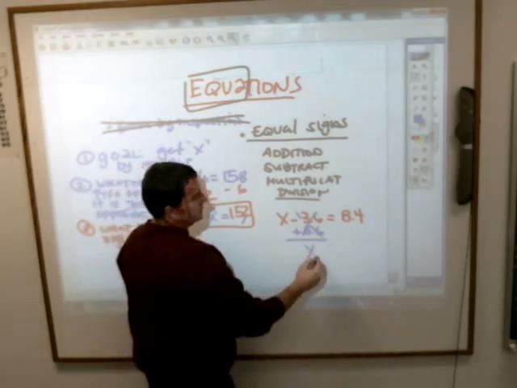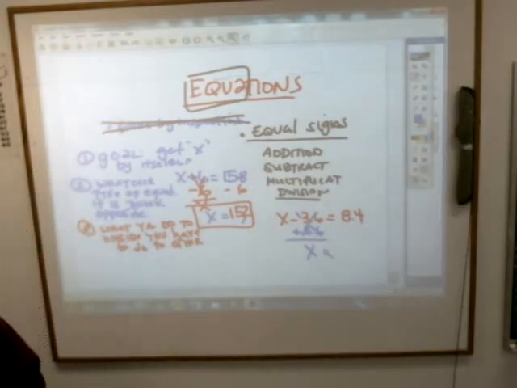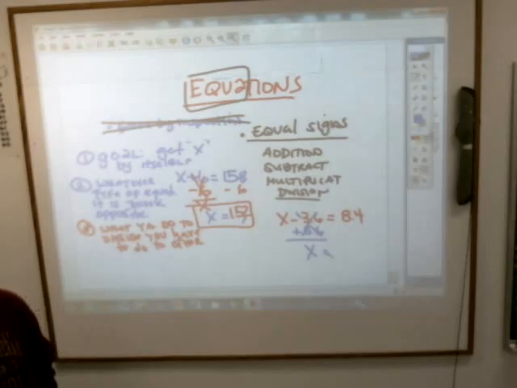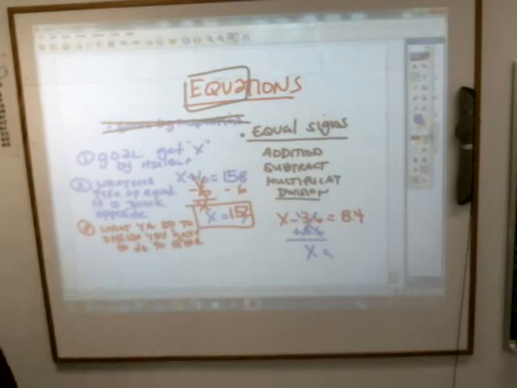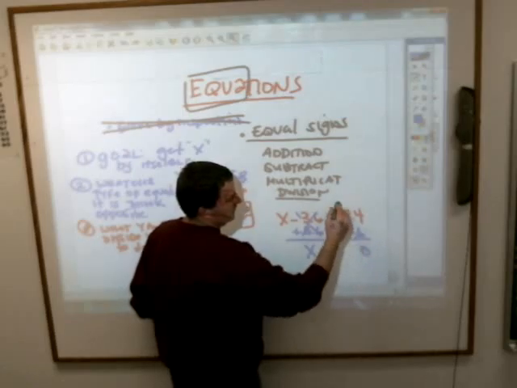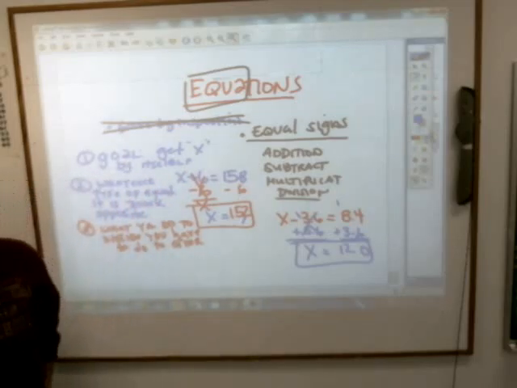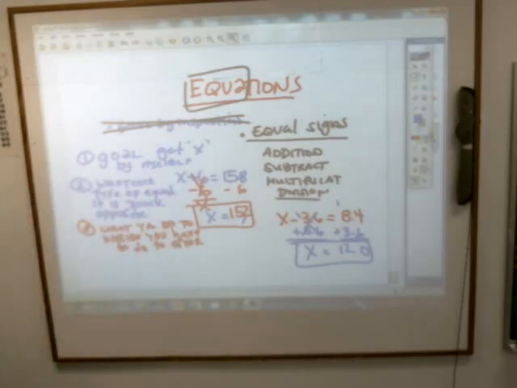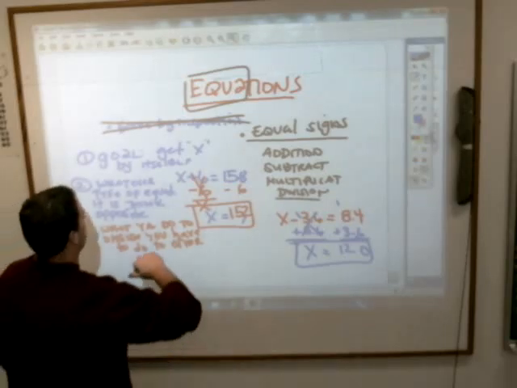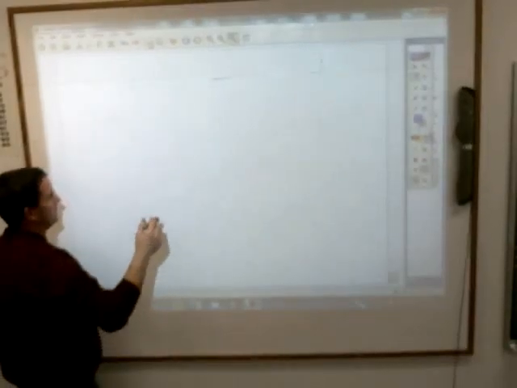Okay, but the rule is, if I added 3 to this side, I guess I can't really do it there, can I? If I add 3 to this side, in order to get the balance out, I've got to add the same to the other side. Okay, so if I added 3.6 over here, I have to add 3.6 over there. Okay, and your answer is 12.0. Yeah, look at that, isn't that handy? Now we got a couple more examples to do. That was an addition one, that is a subtraction one.